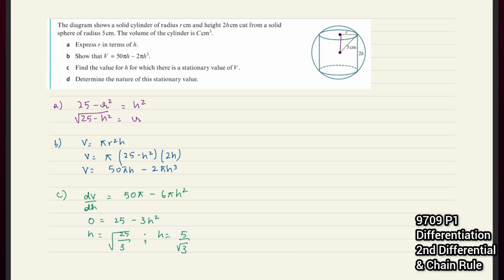Determine the nature of the stationary value. First we find the second differential of this expression. This is going to be minus 12 pi h. This is always going to be negative because there's a negative sign over here. So this is going to be the maximum value.